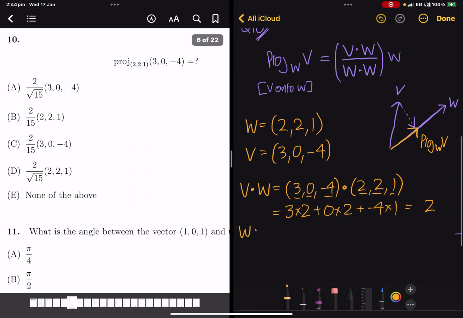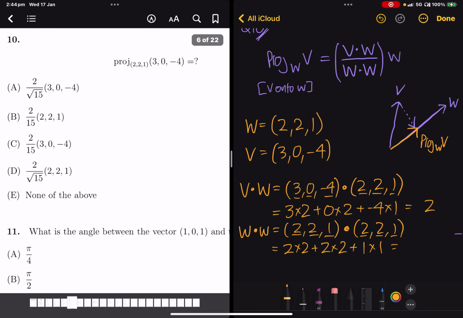Now the dot product of W and W, this is 2, 2, 1, dot 2, 2, 1. Sometimes people give these special names. You don't have to. It's just a dot product of W with itself. 2 times 2 is our first term, plus 2 times 2 is our second term, plus 1 times 1 is our third term. 2 times 2 is 4. 4 plus 4 plus 1 is 9.